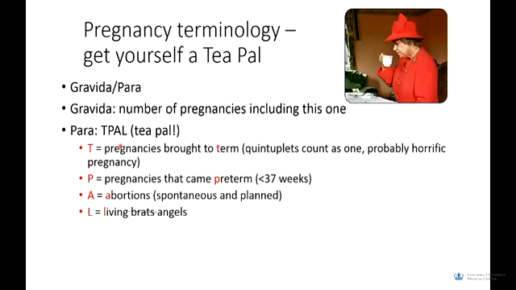P is pregnancies that come preterm. A is abortions, both spontaneous and planned. And L is for your living angels.